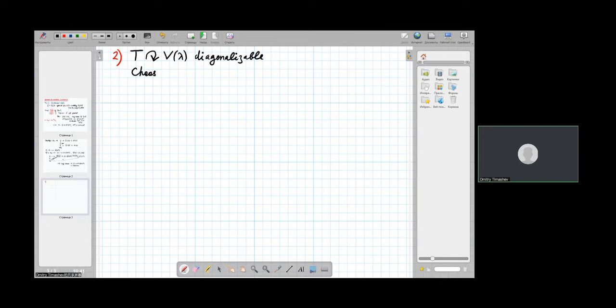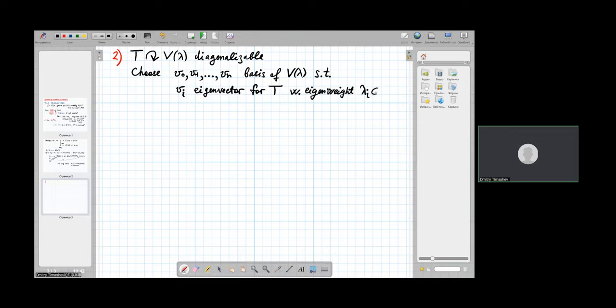So choose a basis of V of lambda consisting of the vectors v0, v1, etc., vn, such that every basis vector is an eigenvector. So each of these vi is an eigenvector for the action of T with some eigenweight, say lambda i, which is some character of the maximal torus. So it sits in the character lattice of the maximal torus T.